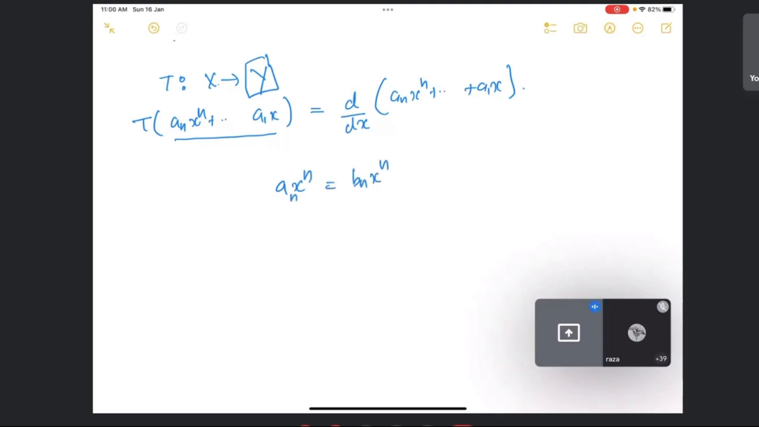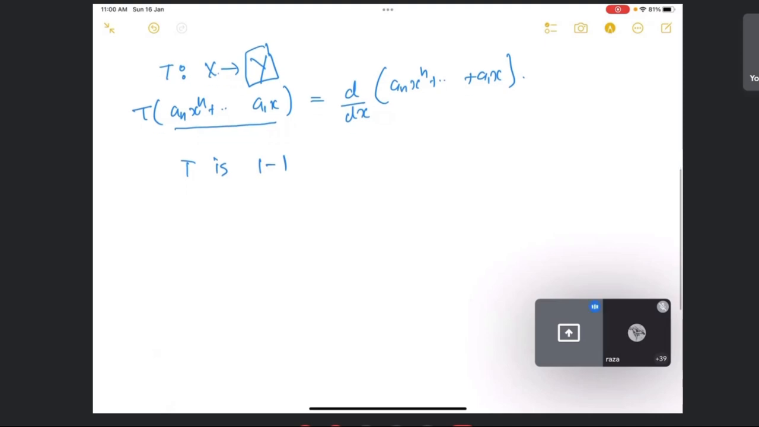If these coefficients are same, that is, if these two polynomials are there in the image, and if they are same, then this will imply a_n equal to b_n, and that will in turn say that the pre-images are same. So you can easily verify, but this expression will look a bit ugly, so I am not going to write that. So this operator T is clearly 1-1. T is 1-1.